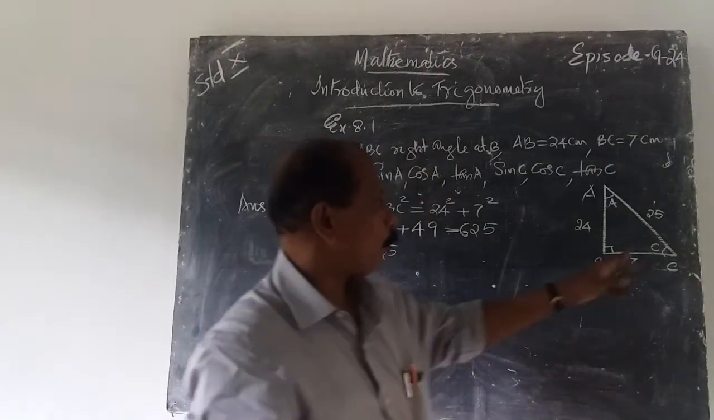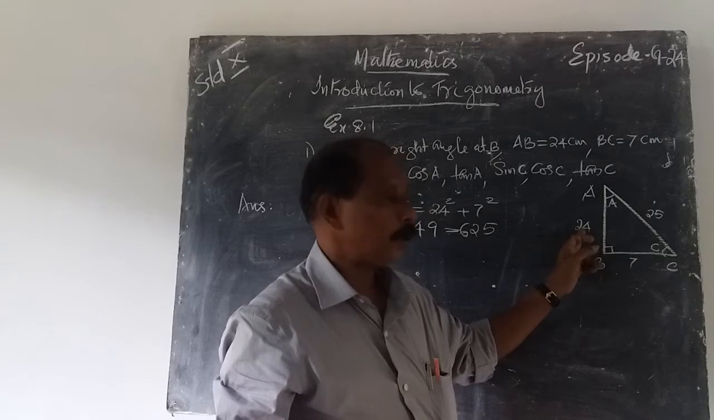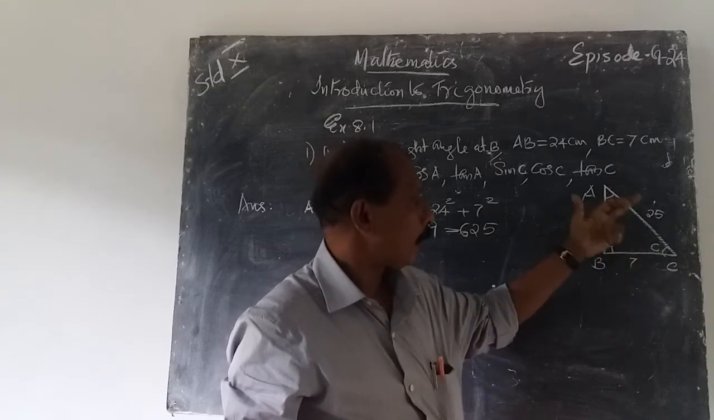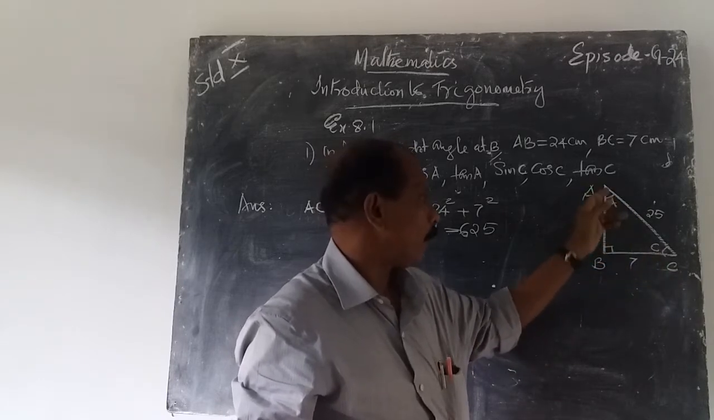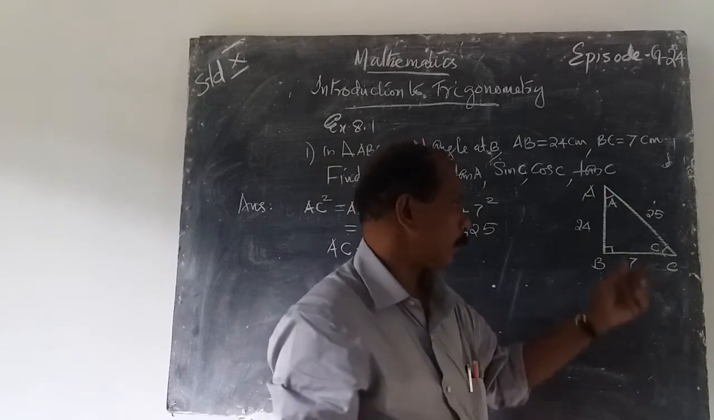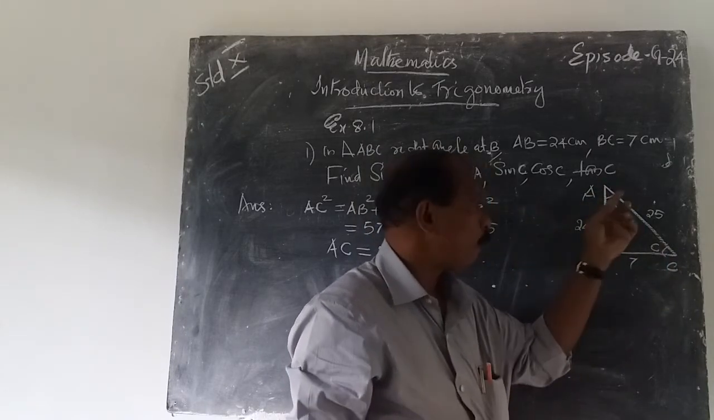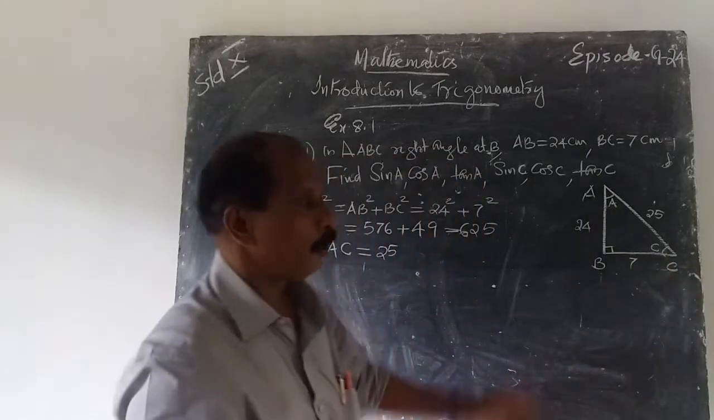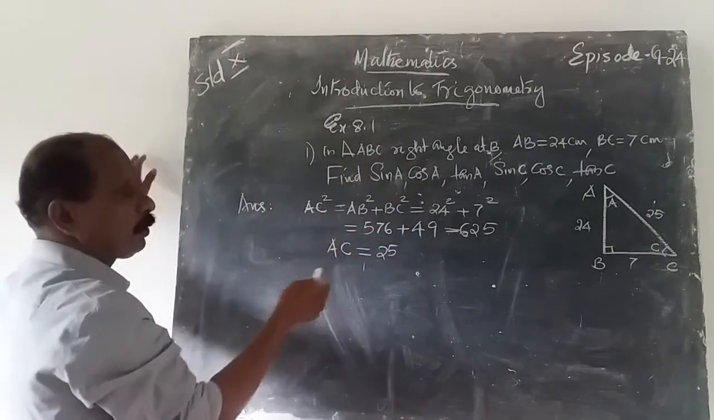Then, for A, BC is opposite side and AB is adjacent side. That means for C, AB is opposite side and BC is adjacent side. From that figure, we can find out all the values.